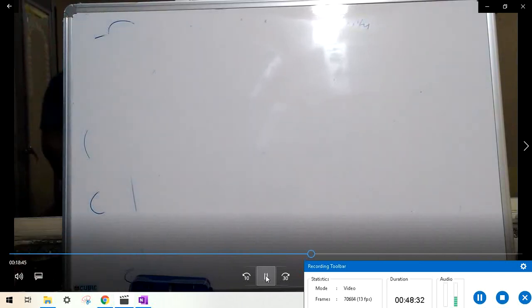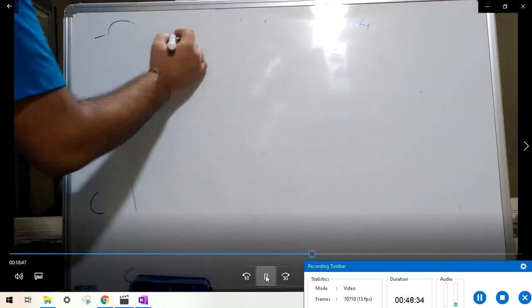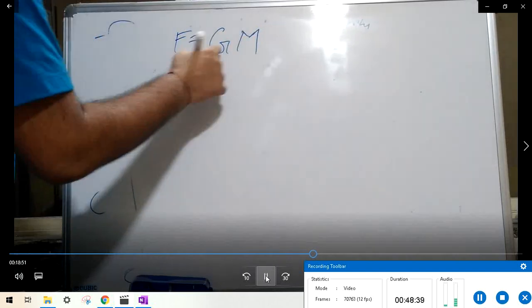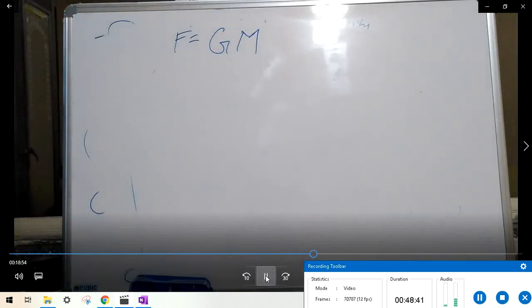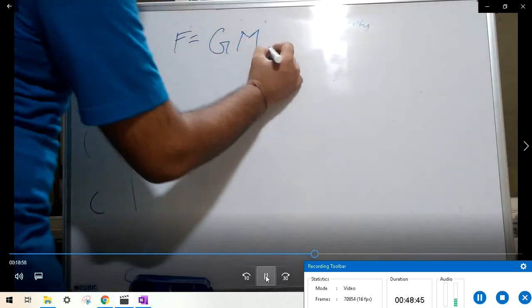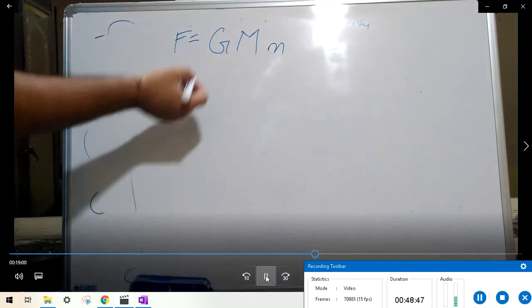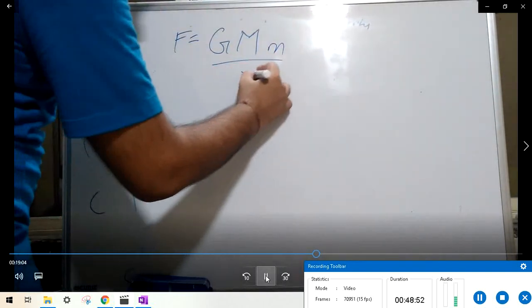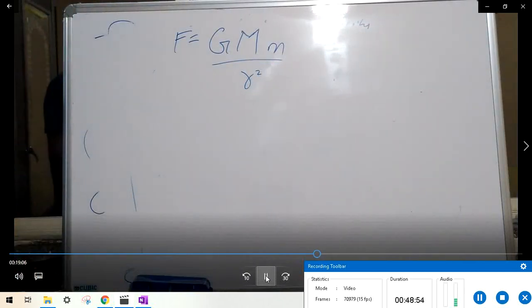Now, let us talk about the equation part first. So F is equal to G, capital G. Mind this is capital G, the universal gravitational constant, which never changes. This is one mass, this is the other mass. You can write m1, m2 also, that is fine. This is the equation for force.